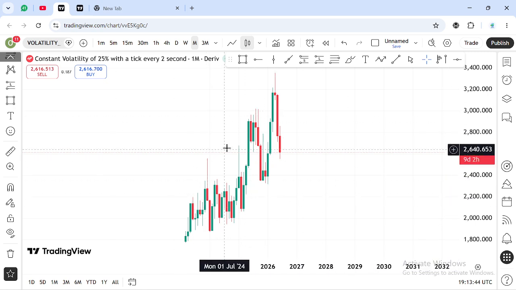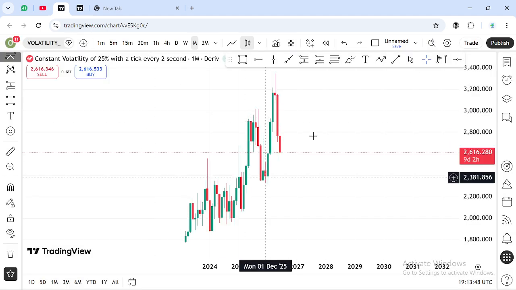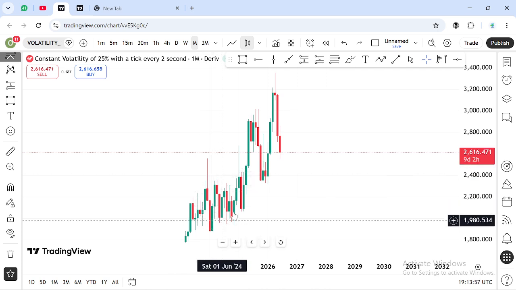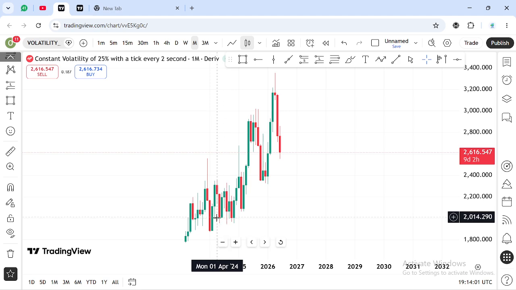So this is volatility 25 index. You can see it here. We click on it and we have it here. Now, a new update: Deriv just got added to TradingView, so that's why you can see I'm trading with TradingView here.